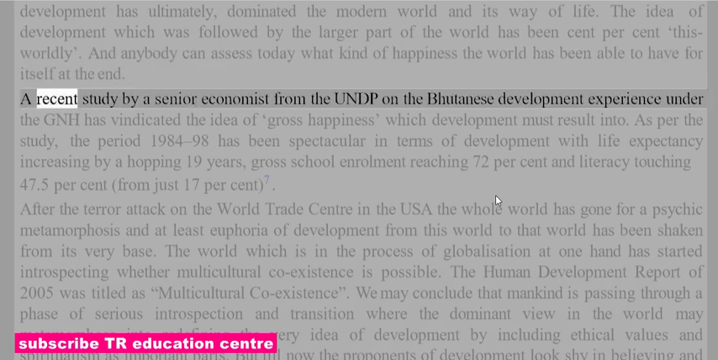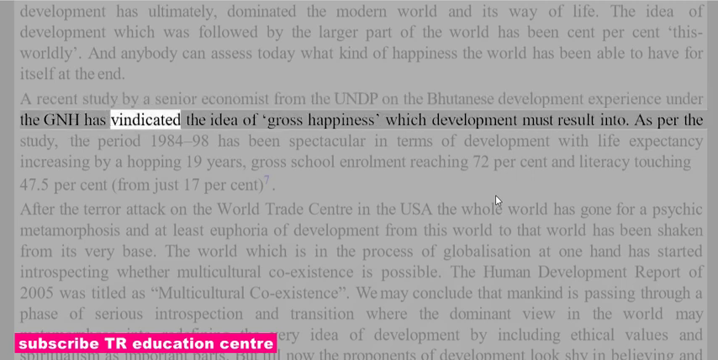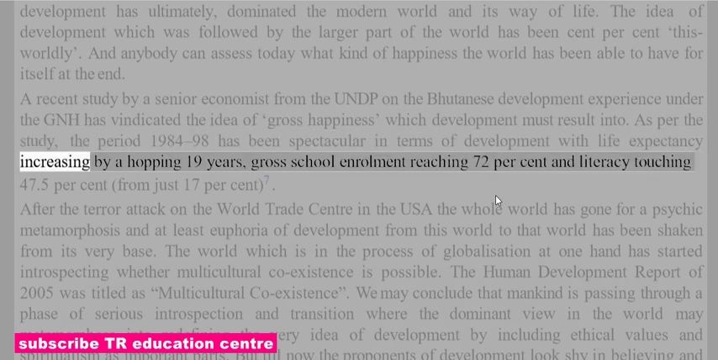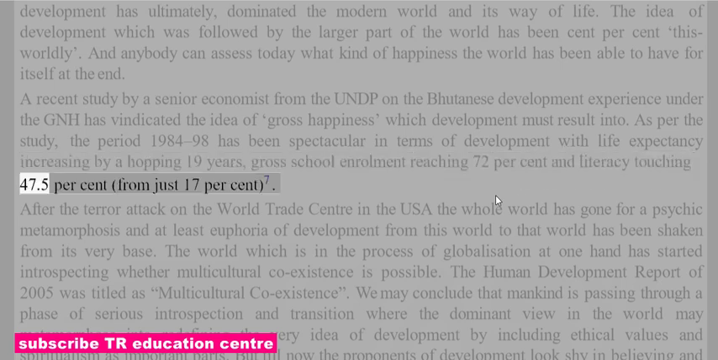A recent study by a senior economist from the UNDP on the Bhutanese development experience under the GNH has vindicated the idea of gross happiness which development must result into. As per the study, the period 1984-98 has been spectacular in terms of development, with life expectancy increasing by a whopping 19 years, gross school enrollment reaching 72% and literacy touching 47.5% from just 17%.